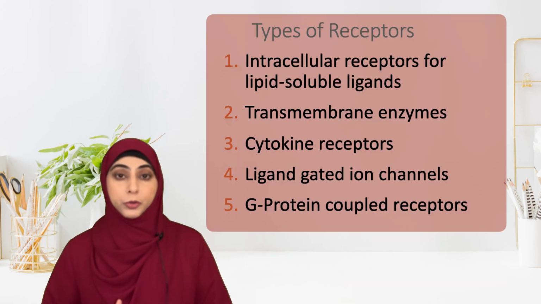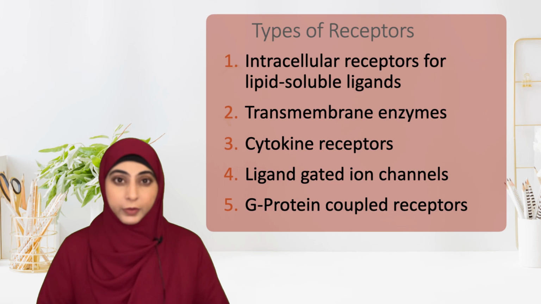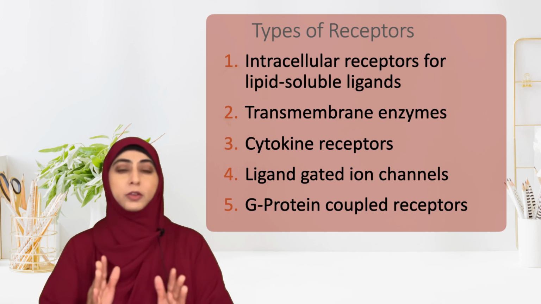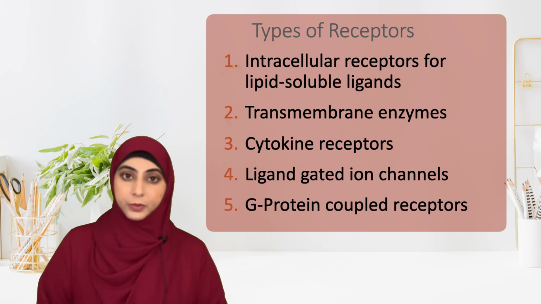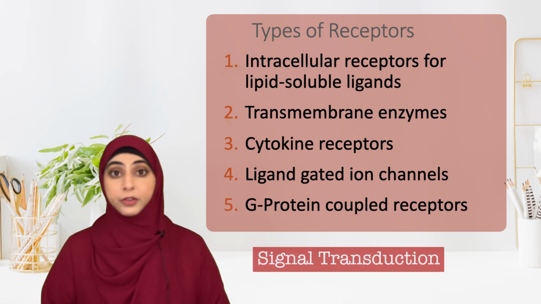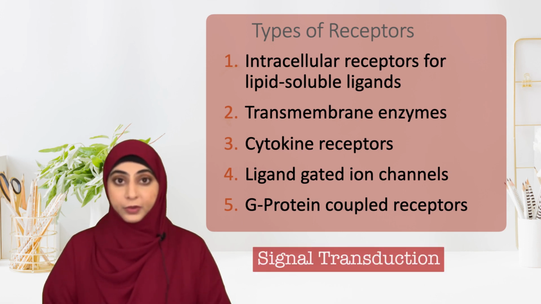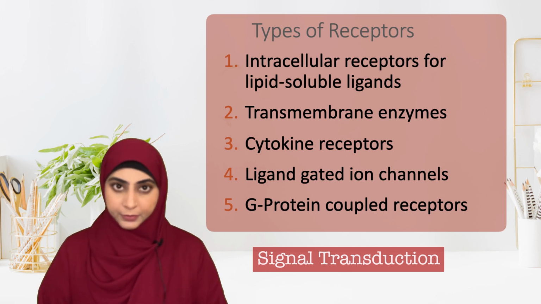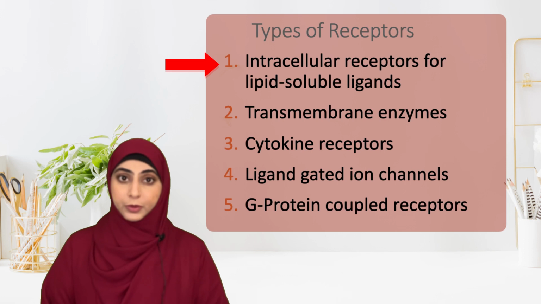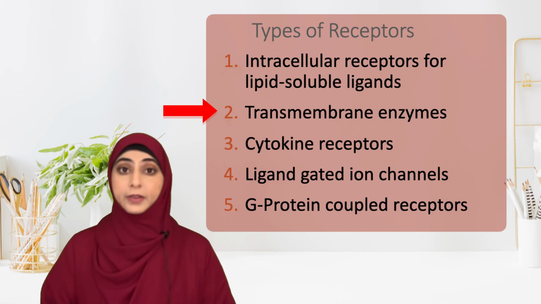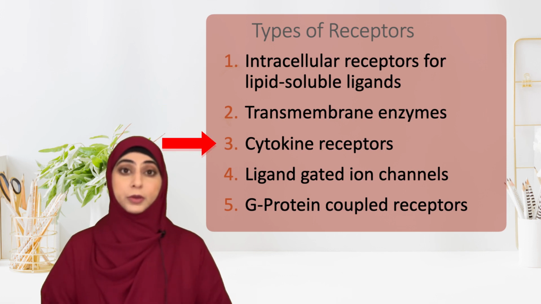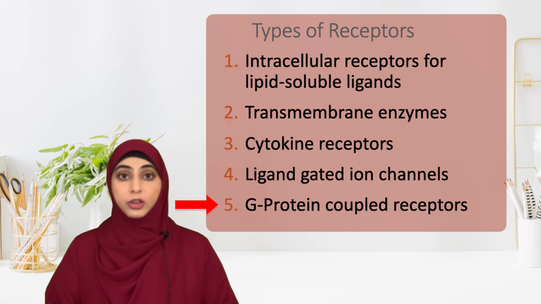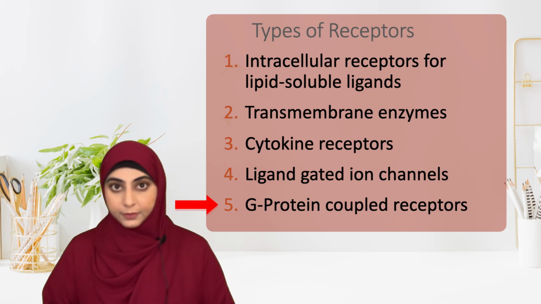Before we hop on to the more difficult topics of receptors and agonists and antagonists, it is important that we do a basic revision of the cellular mechanisms involved in signal transduction. These signaling mechanisms involve 5 different types of receptors, in broad categories. They can be intracellular receptors, transmembrane enzymes, cytokine receptors, ligand-gated ion channels or G-protein coupled receptors.